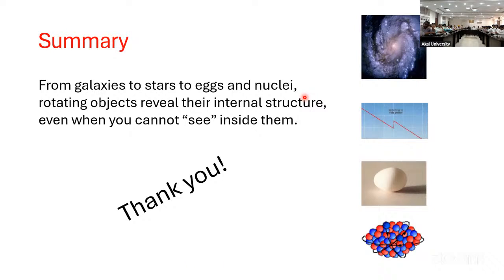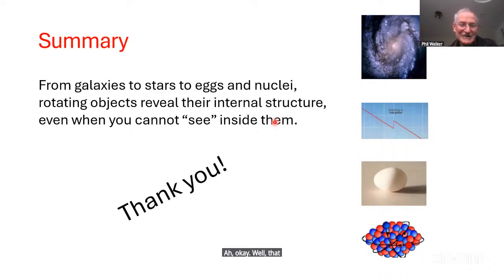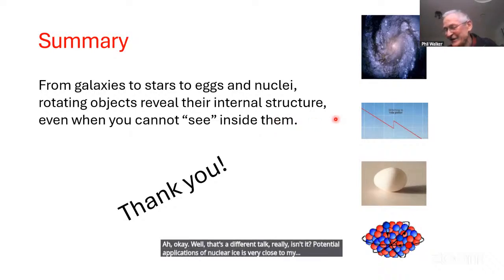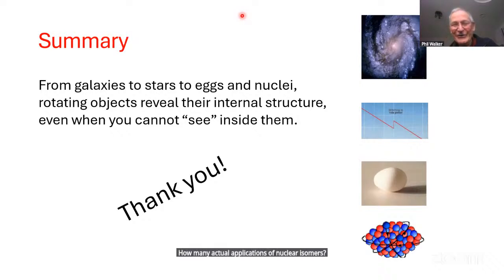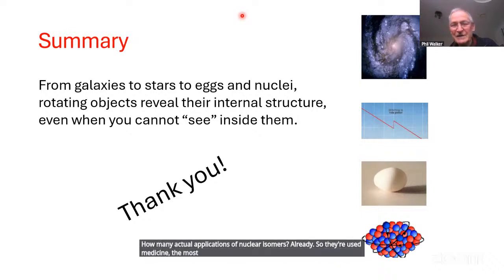So my question is, what are the potential applications of nuclear isomers? Okay. Well, that's a different talk, really, isn't it? But potential applications of nuclear isomers, because it's very close to my interest. There are many actual applications of nuclear isomers already. So they're used in medicine. The most widely used imaging isomer is the technetium-99 isomer.